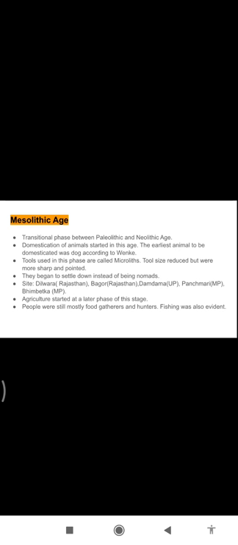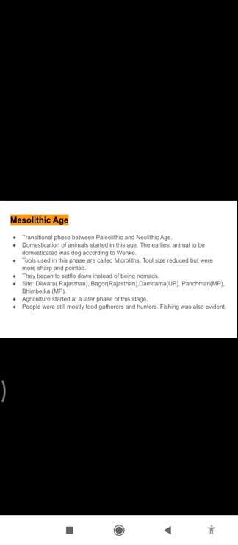Slowly, man started to settle down. From nomads or migrants, they became sedentary. They started settling down, and this was from the Mesolithic period. It was no more an ice age, it was an ice-free age, so it was known as the Holocene period.